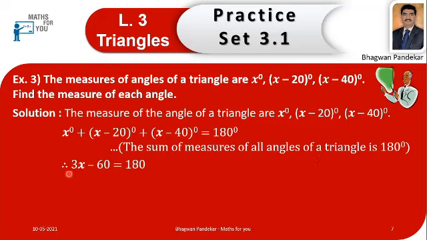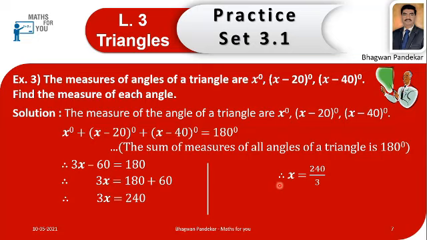So 3x minus 60 is equal to 180 degrees. Therefore 3x is equal to 180 plus 60. So 3x is equal to 240 degrees. Therefore x is equal to 240 degrees divided by 3. Simplify it, we get the value of x. Therefore x is equal to 80 degrees.